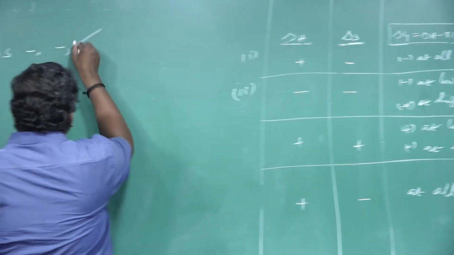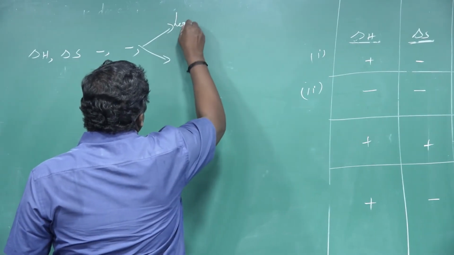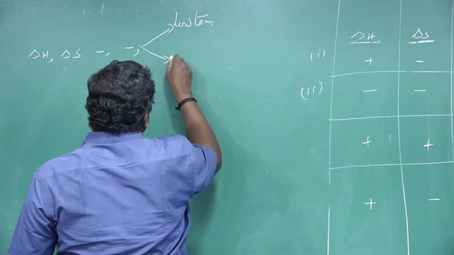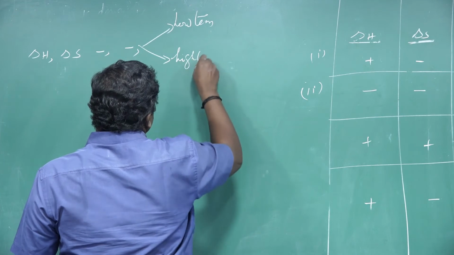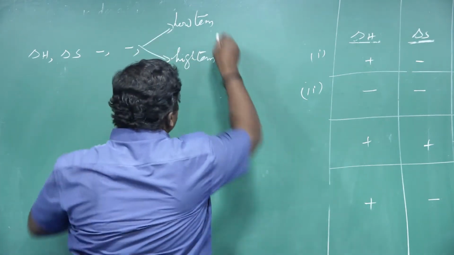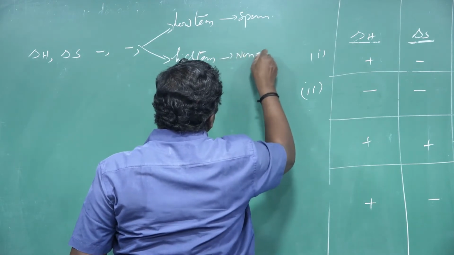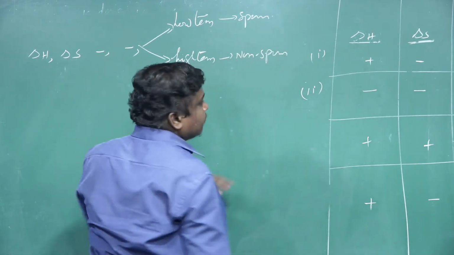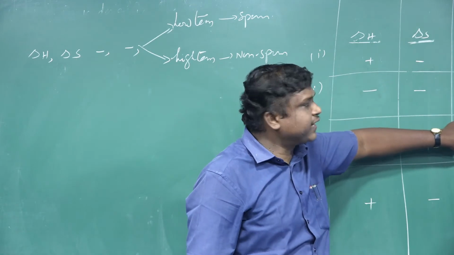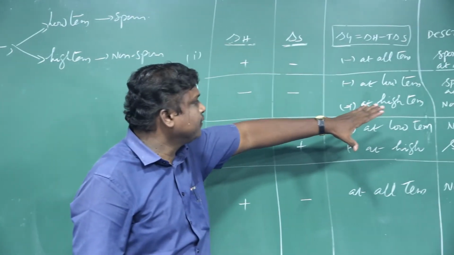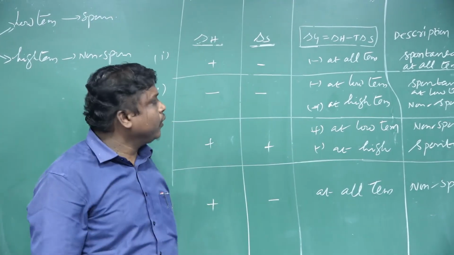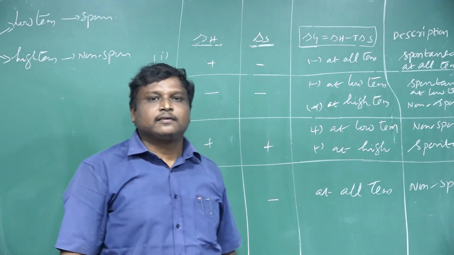So there are two kinds of effect. First, low temperature, next, high temperature. At low temperature the reaction becomes spontaneous. At high temperature it is non-spontaneous. Example, absorption of gas.